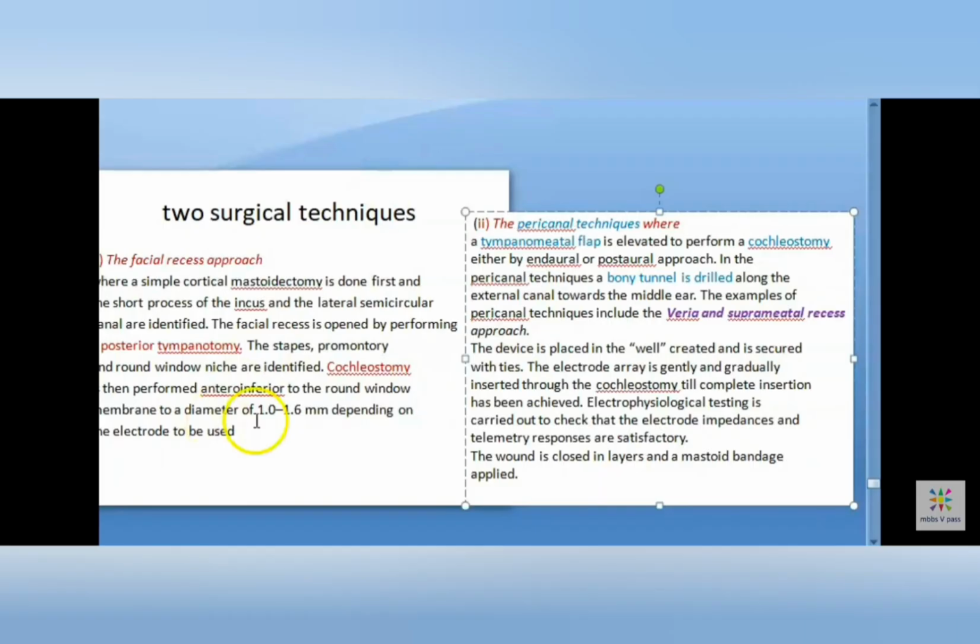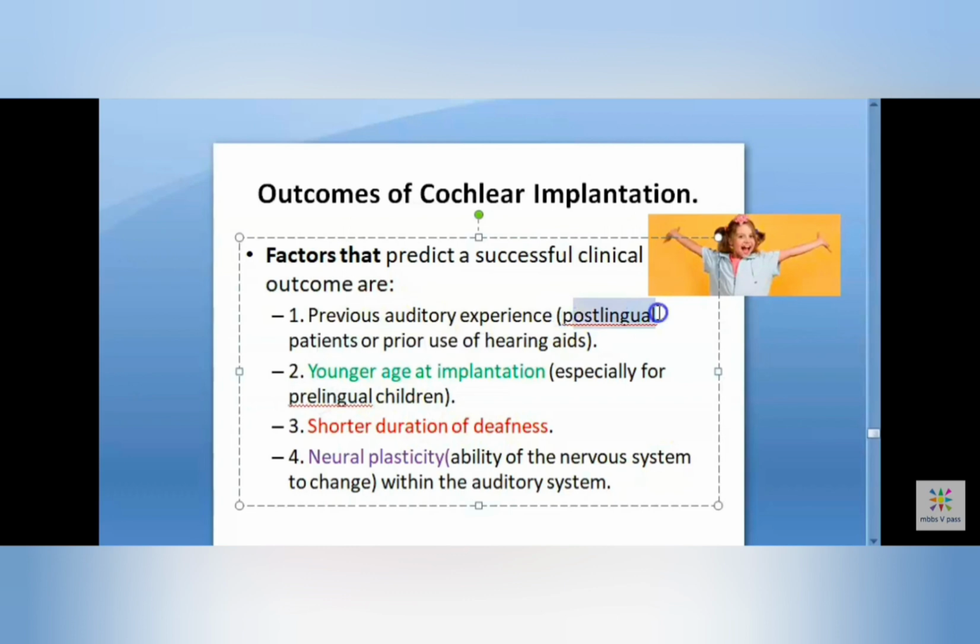A cochlear implant can be implanted by various techniques. One can be the posterior tympanotomy, and then you can pass the electrode array through the posterior tympanotomy. Some use the Veria technique. In this, through the suprameatal air canal, they basically pass into the round window.